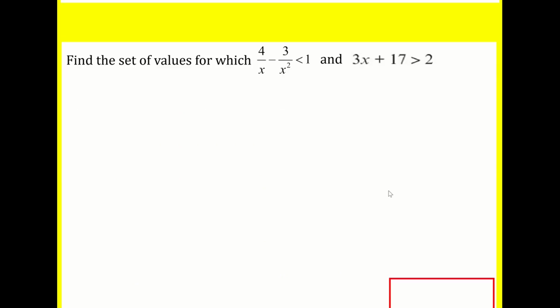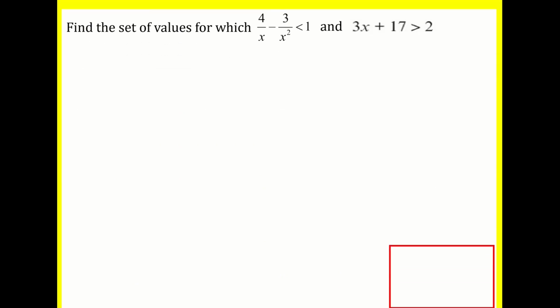All right, what about this one then? This is kind of bringing together some things from before. I need both inequalities to be true, and I've got an inequality with x in the denominator. Well, I think it makes sense to first of all deal with the linear one. So I'm going to minus 17 from both sides. I'm going to get 3x is greater than minus 15, and x is therefore going to be greater than minus 5. Deal with that one really quickly.